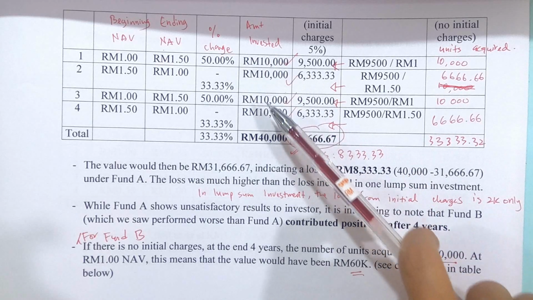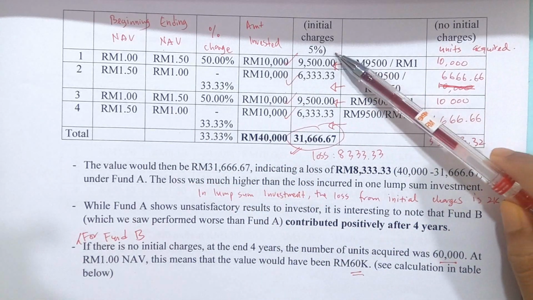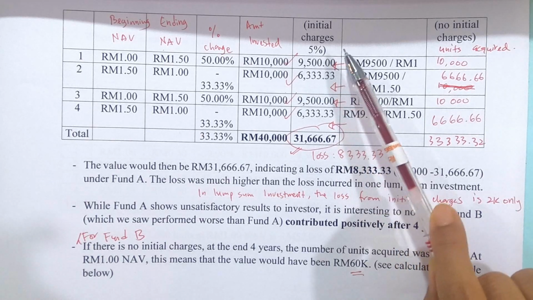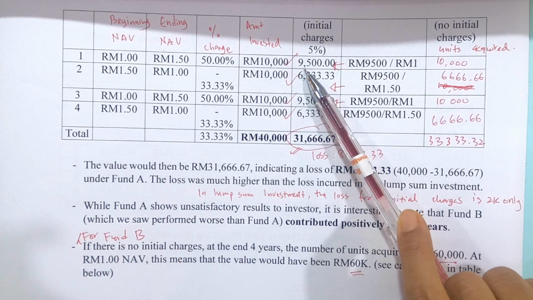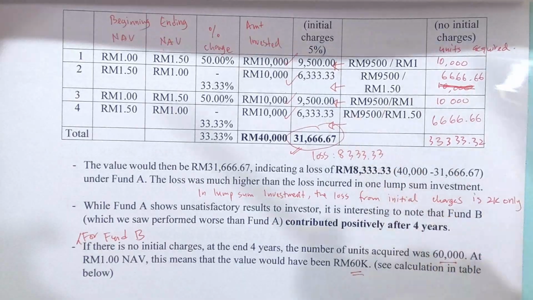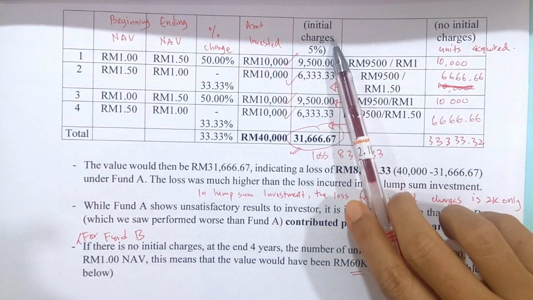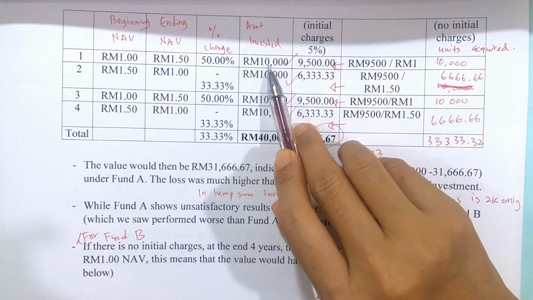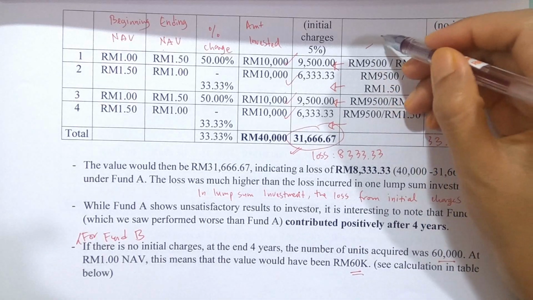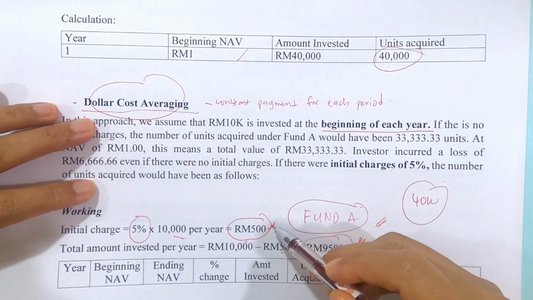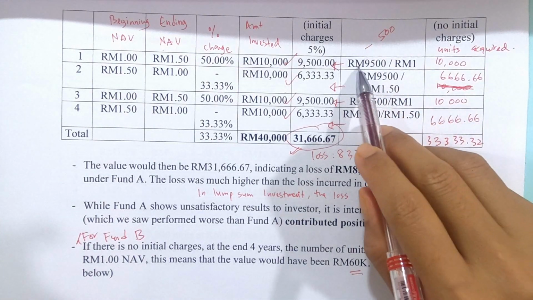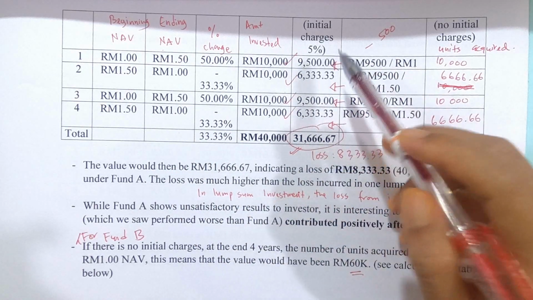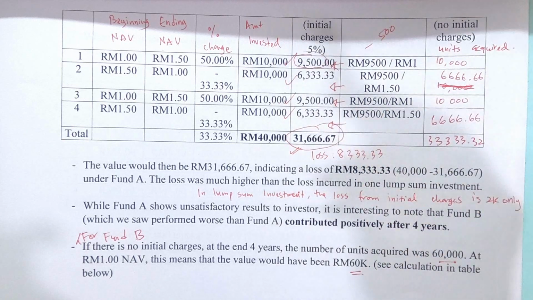Amount invested is 10,000 per year for 4 years. And if we consider the initial charges of 5%, for the first year, the unit that we have is only 9,500 units. This is the unit acquired, by considering the 5% initial charges. Therefore, though the value invested is 10,000, after we reduce the 500 of the initial charges, the value of the investment is just 9,500, and if we divide by the price at the beginning of the net asset value, that's 1 ringgit, the number of units that we can get is 9,500 units.